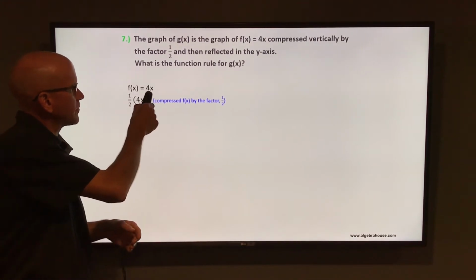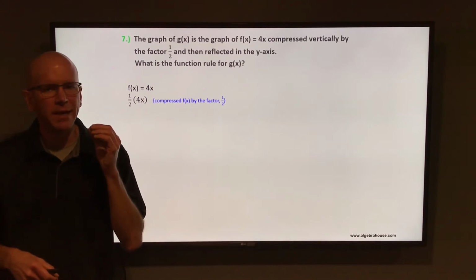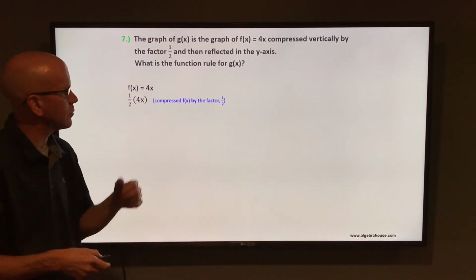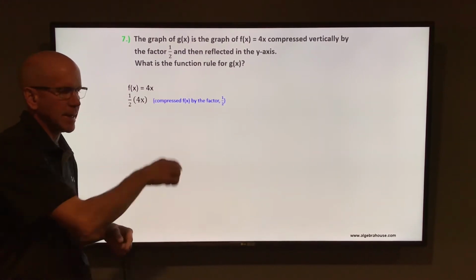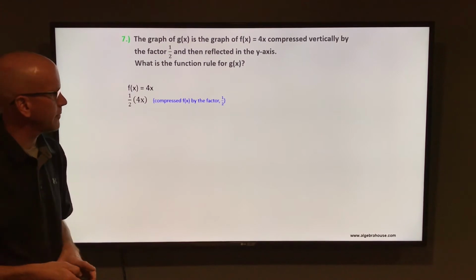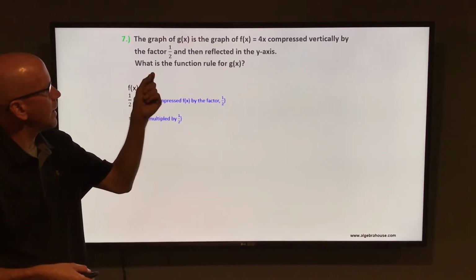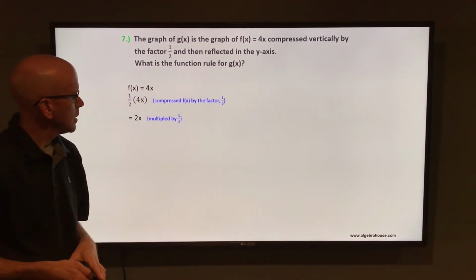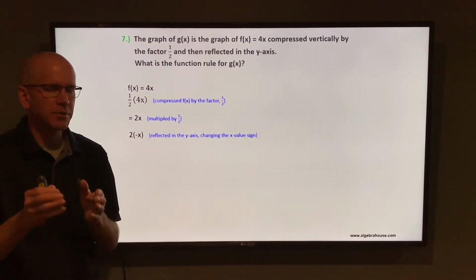So f of x equals 4x is what we're starting with. If we compress that by 1/2, remember when you make a compression, you have to multiply the y value by a number between 0 and 1, in this case 1/2. So we're multiplying the y value, which is that whole right side, that 4x, by 1/2. That becomes 2x. But we're not done, because we still have to reflect it in the y-axis. So we're looking at g of x equals 2x, but we're not quite to g of x yet.